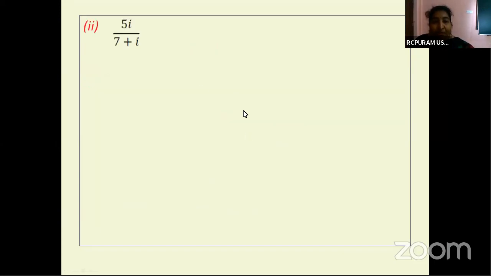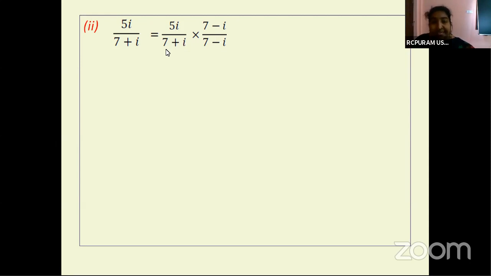Now we'll see one more problem, children. 5i by (7 + i). I was discussing about this, children. 7 + i should not be there in the denominator. So to remove this i from the denominator, we are multiplying with its conjugate. We are multiplying and dividing with 7 − i.